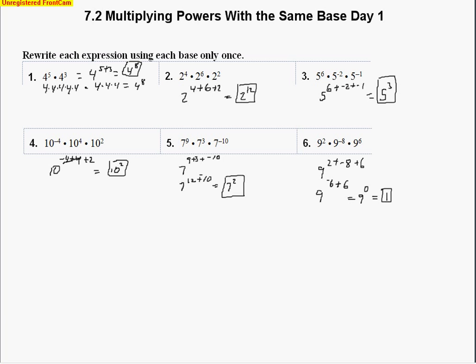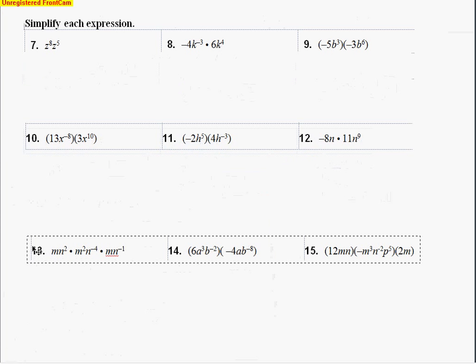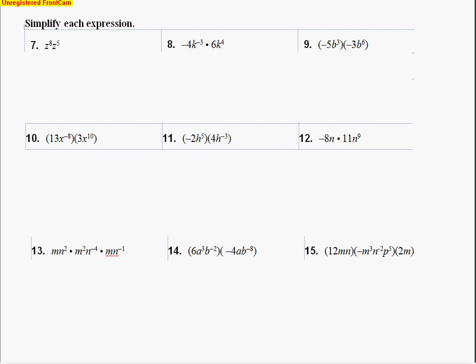So let's move on to another type of problem, and here it says to simplify each expression. To simplify just means combine any common bases that you have and count up the exponents. So z is the common base. I'm adding up the exponents. 8 and 5 give me 13. So it's z to the 13th power.